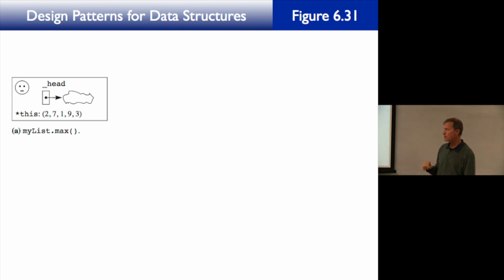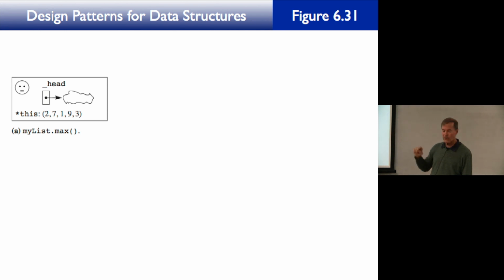Now obviously, ultimately, what should get returned? What is the maximum one? It's 9, right? Now tell me again, what is this in C++? It's a pointer to the current object. So do you see that this is a pointer? This is a pointer to the current object, which is a list. So star this is a list. So I've indicated what the elements of star this are, 27193.